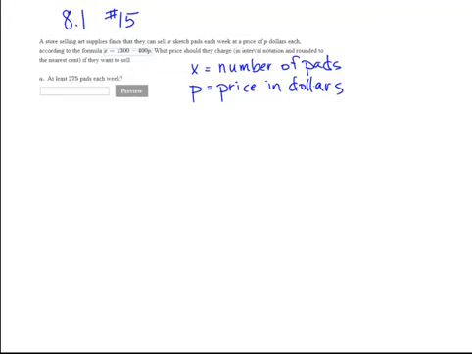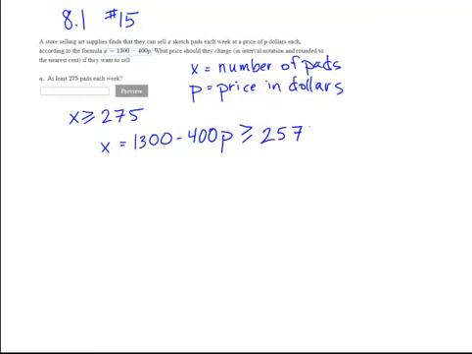All right, and they want to know how would I write my answer if, let's say, I needed to sell at least 275 pads per week. Well, if that's the case, then I know that X must be greater than or equal to 275. If that is the case, then I know that this thing here where I have X is equal to 1300 minus 400p, because that's what X is, I know that that thing must be greater than or equal to 275.